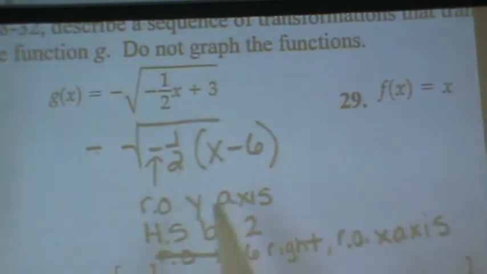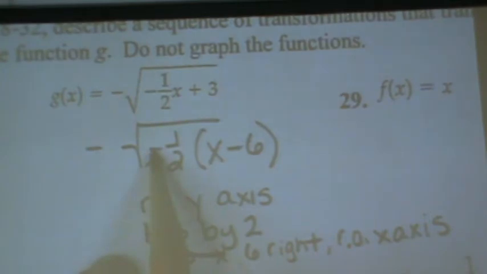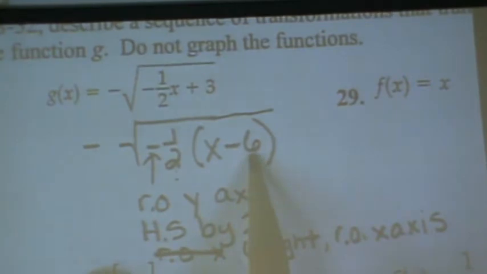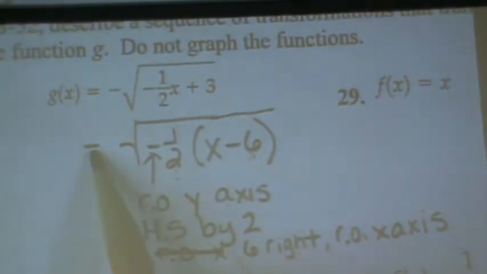So let me repeat that. This is your A value, reflection over the y-axis. Flip that. You will horizontally stretch that by a factor of 2, then go here, that's B. B is 6 units to the right, and then reflect it over the x-axis.